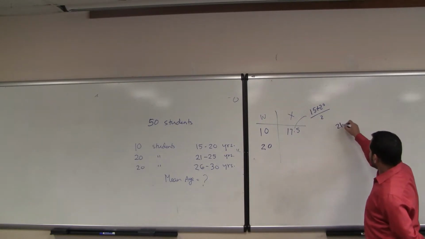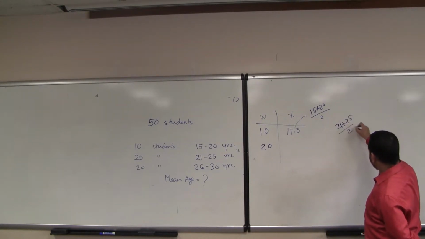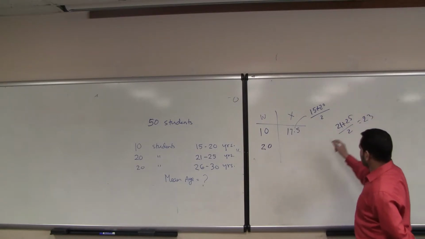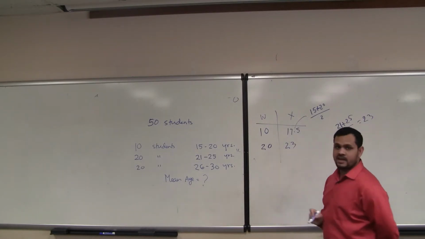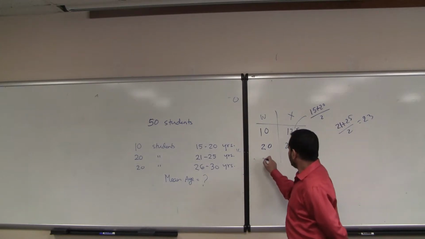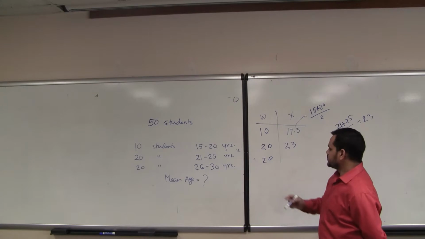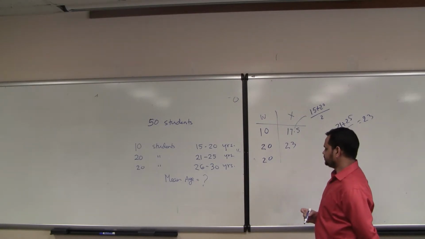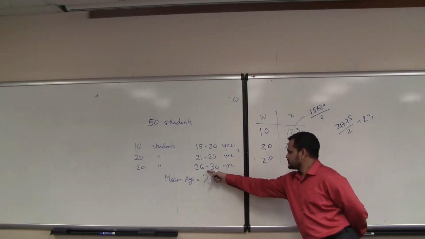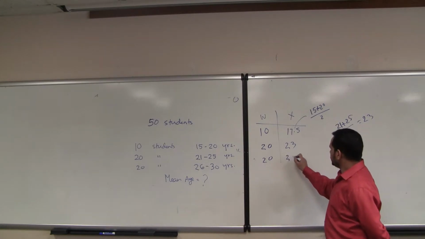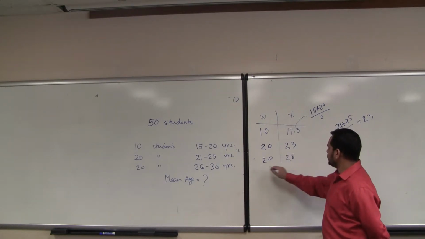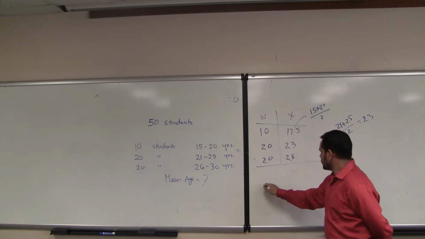Say 21 plus 25 divided by 2, so it is 23. So the average age is 23. Now, the rest, 20 students, their age is 26 to 30. That means 26 plus 30 is 56, so 28, if I am not wrong. Then we can use the equation.